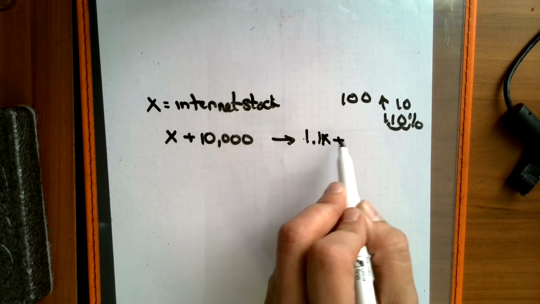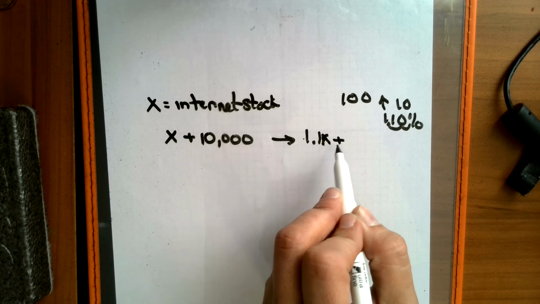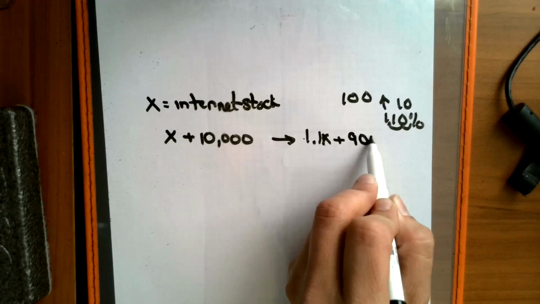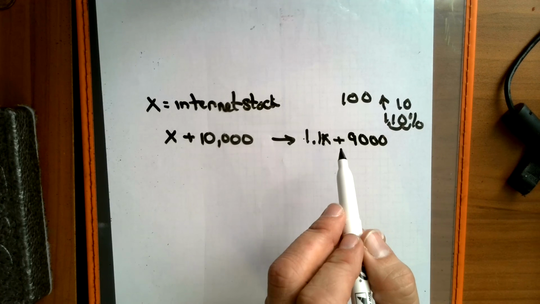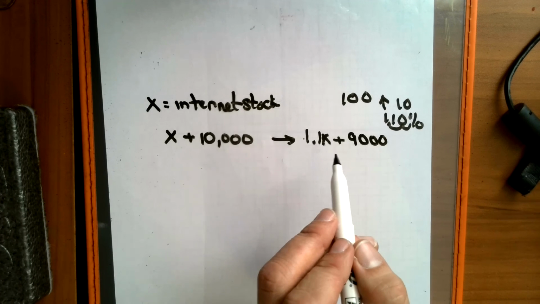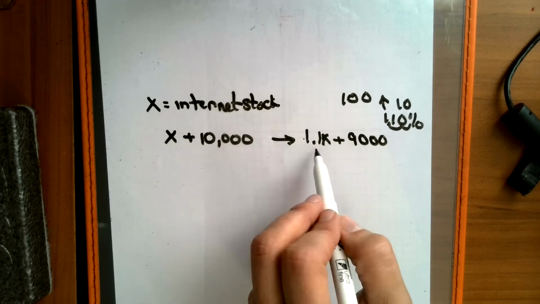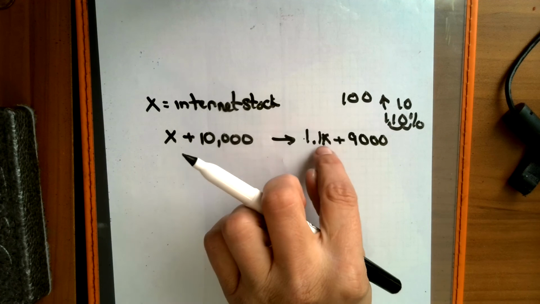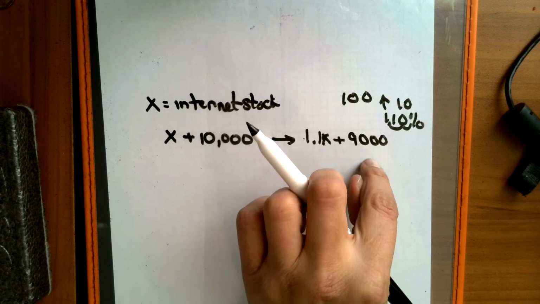And remember, it went down to 9,000 because it decreased, even though the internet share increased 10%, the value of the copper stock decreased. So we have 1.1x plus 9,000.